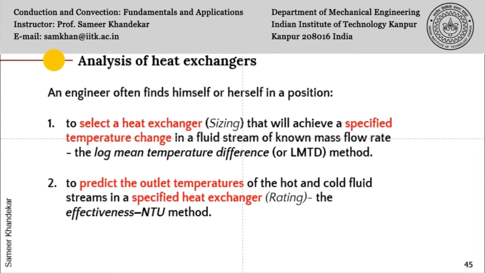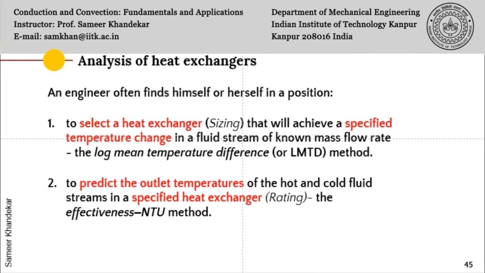As an engineer, you often find yourself in a position where you need to select a heat exchanger that will achieve a specified temperature change in a fluid stream of known mass flow rate. That means the fluids are known. Suppose, for example, industrial hot water is available, and some stream of water in a river or a pond is available. Air in the atmosphere is available, and you need to cool down the hot water coming from some plant. This is where you will do the sizing problem.